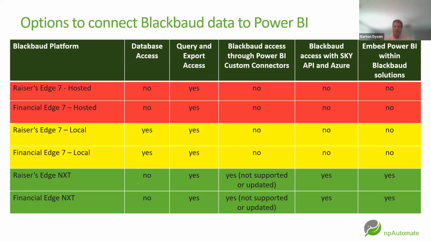I don't want to spend too much time here, but I always like to throw up this matrix just to give you a little better insight in terms of what options exist where. We're going to really focus in on Raiser's Edge NXT and Financial Edge NXT today, and we're going to focus on accessing the information with Sky API and Azure. And so I'm going to show you some examples of that.